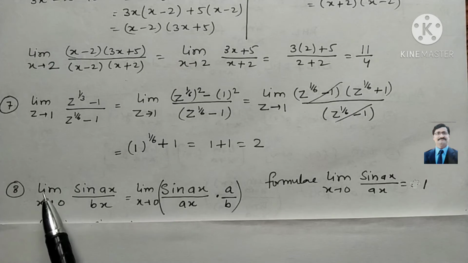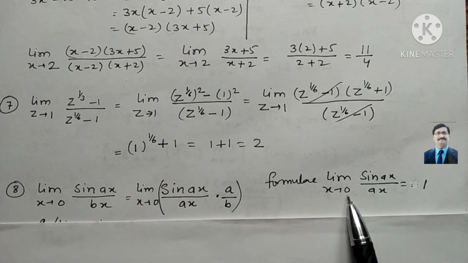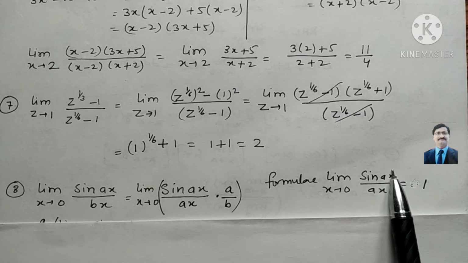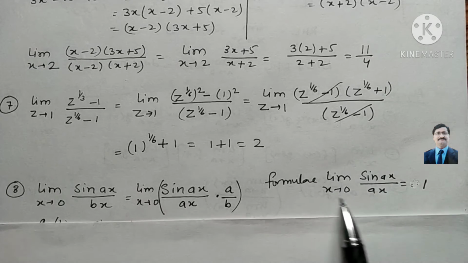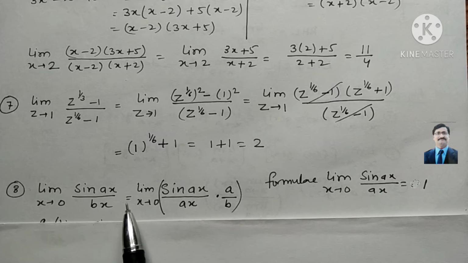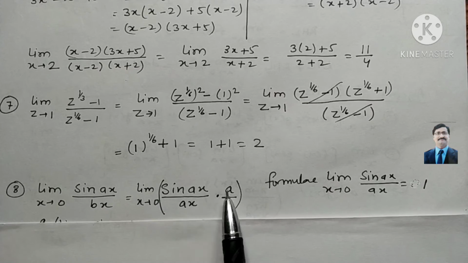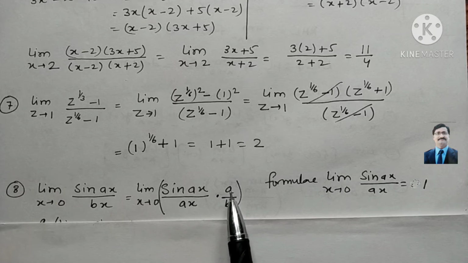Look here, the next question is limit x tends to 0 sin ax upon bx. Now we have a formula: limit x tends to 0 sin ax upon ax. If you have ax here, then you want ax here also. Then the value of this limit will be 1. So here it is bx. We do not want b here, we want a. So what we do is keep this b aside and multiply and divide by a. You can check this; if we cancel again, we have the same as it is. So we get limit x tends to 0 sin ax upon ax into a upon b.